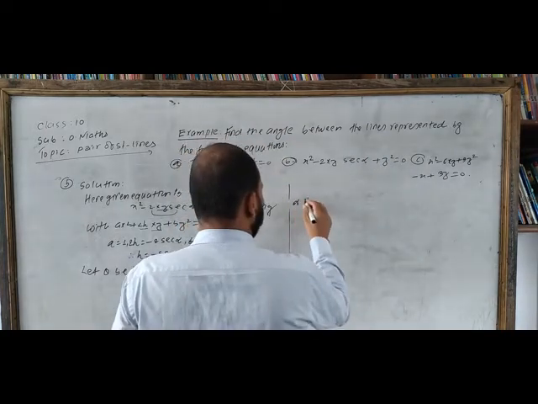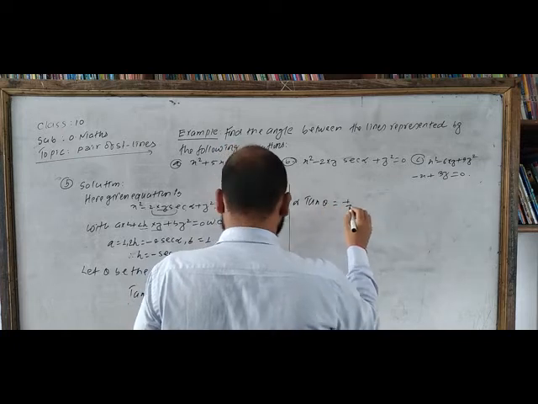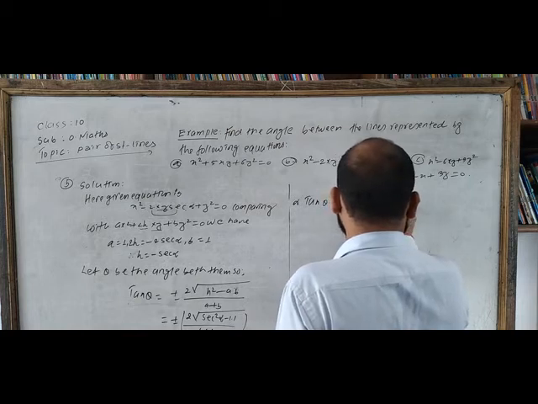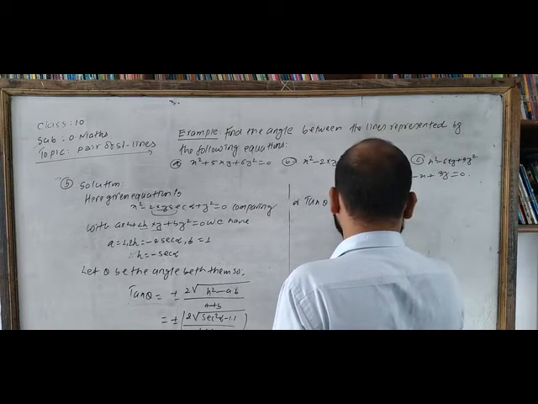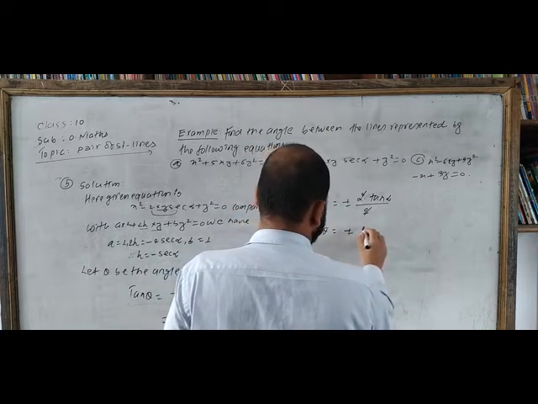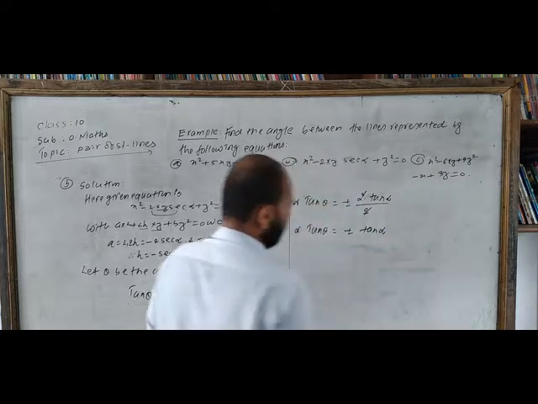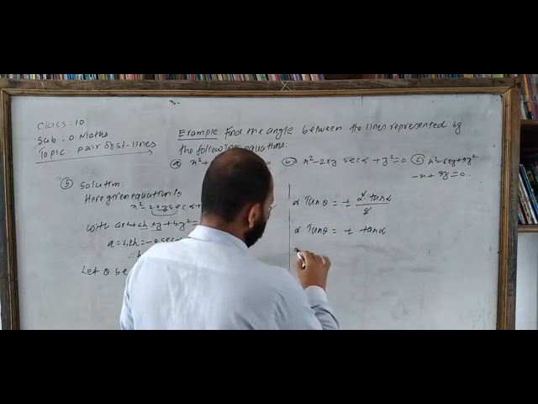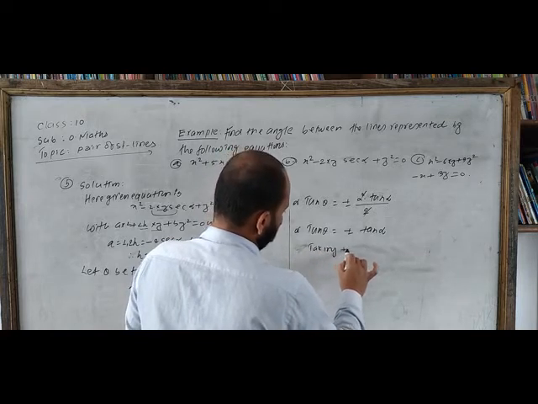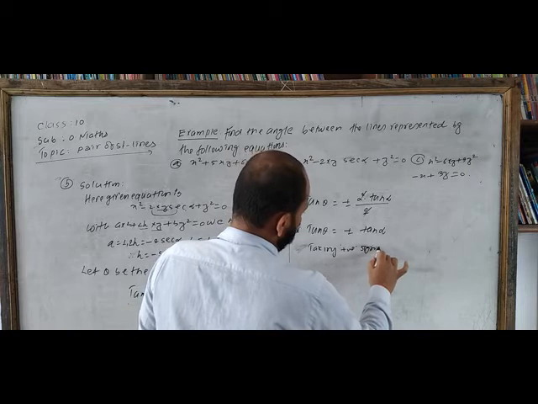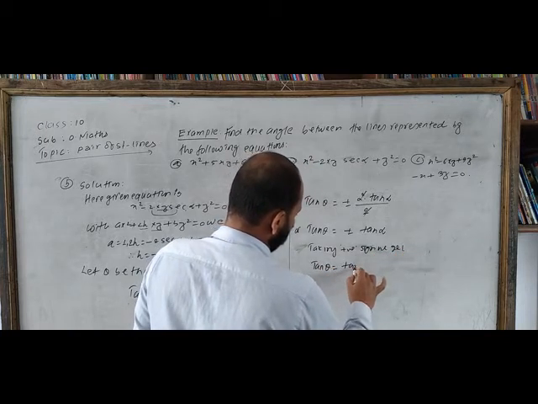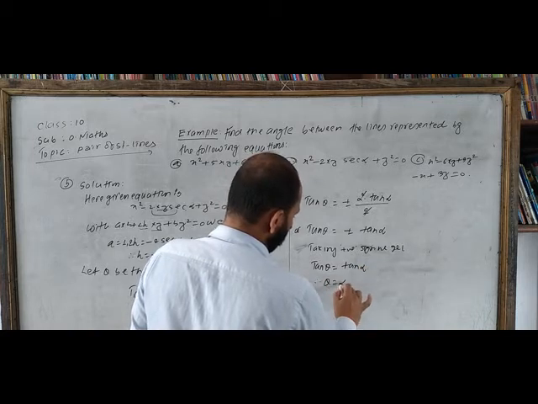Or tan theta is equal to plus minus 2 root of sec square alpha minus 1. This is tan alpha, we know the formula, and here 1 plus 1, 2 cancel. Tan theta is equal to plus minus tan alpha. In this condition we can easily write, taking positive sign, we get tan theta is equal to tan alpha, therefore theta is equal to alpha.